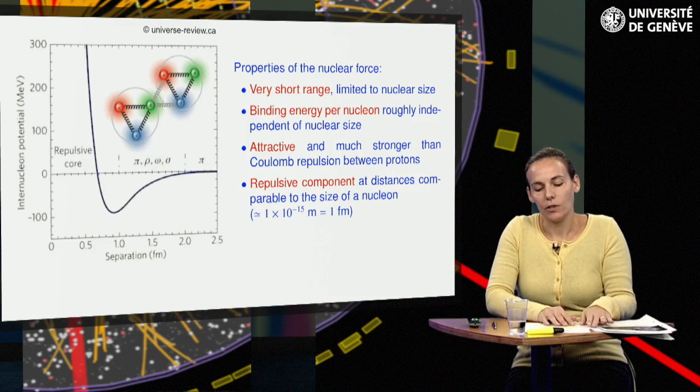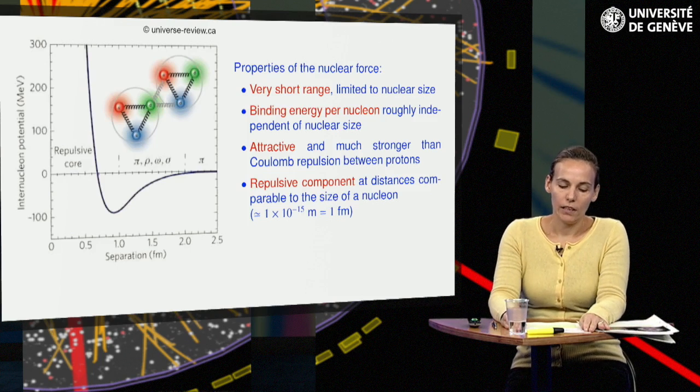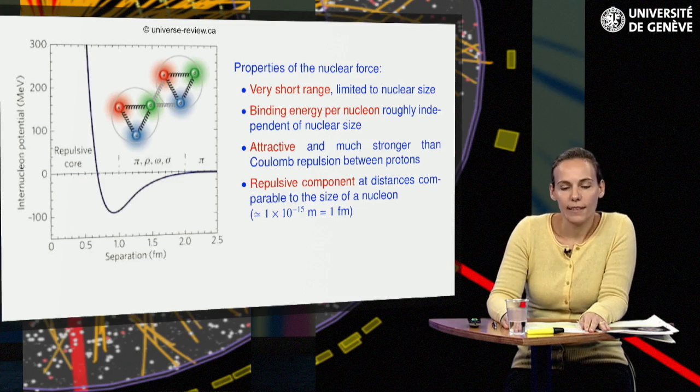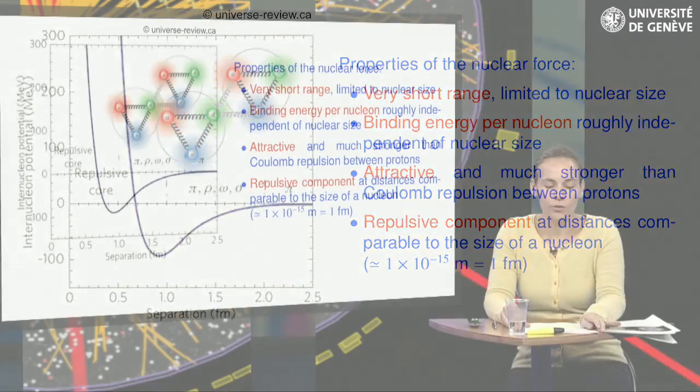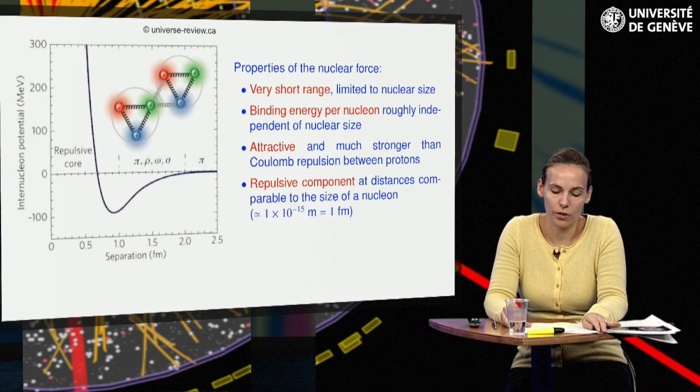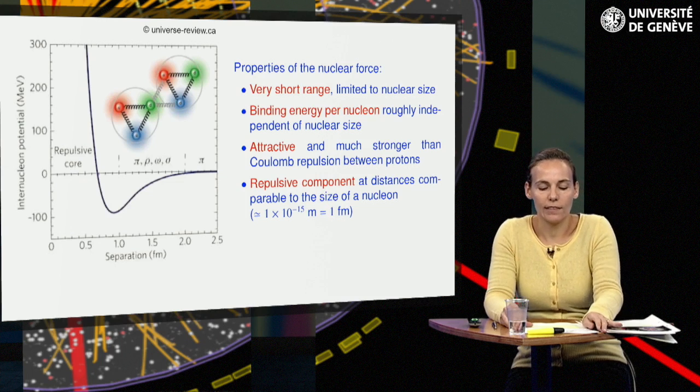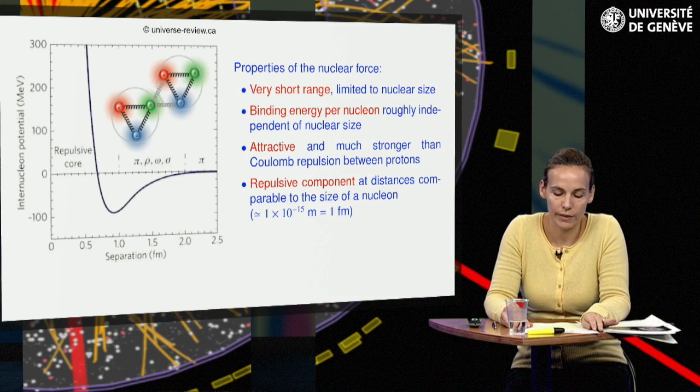So let us summarize what we have learned about the nuclear force. It has a very short range limited to the nuclear size. The binding energy per nucleon it leads to is independent of the size of the nucleus. The nucleon thus interacts only with its nearest neighbors. The nuclear force is attractive and much stronger than the Coulomb repulsion between protons. But it must also have a repulsive component at a distance comparable to the size of the nucleon, which is about 1 femtometer. This is due to the existence of quarks inside the nucleon. The repulsive component is necessary to prevent the fusion among nucleons.